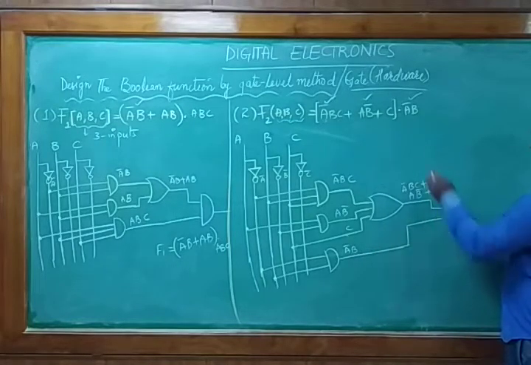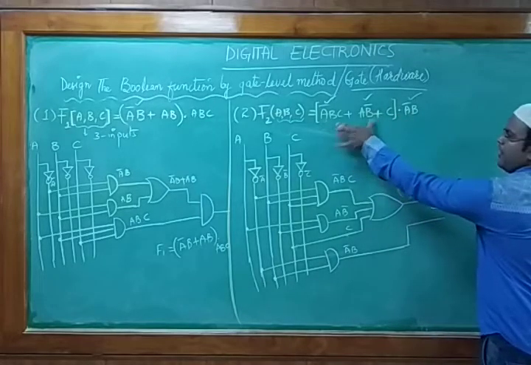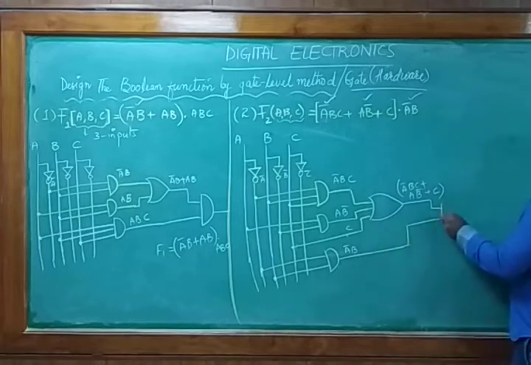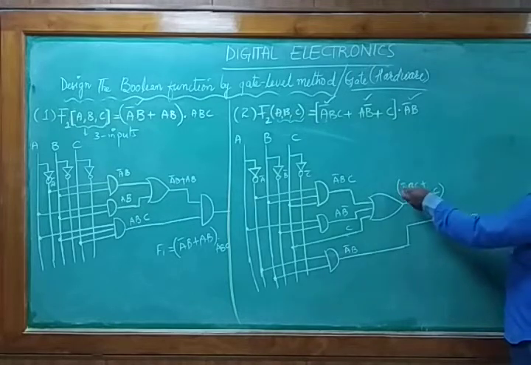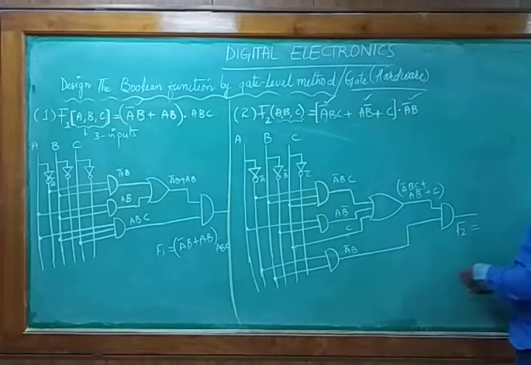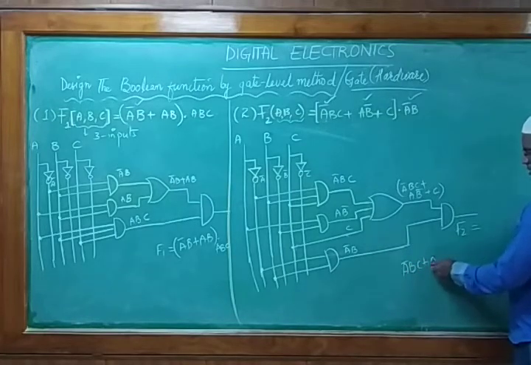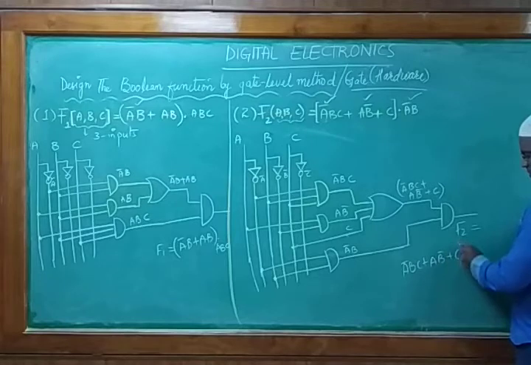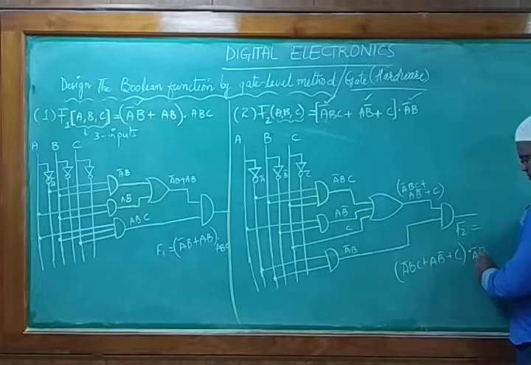So what will we do? We'll have to multiply this whole expression, this term and this one. This we need to connect with one more AND gate. That is the complete function F2. So F2 will be equal to this whole term. What is the whole term here? We had A bar B C plus A B bar plus C, multiplying with A bar with B.